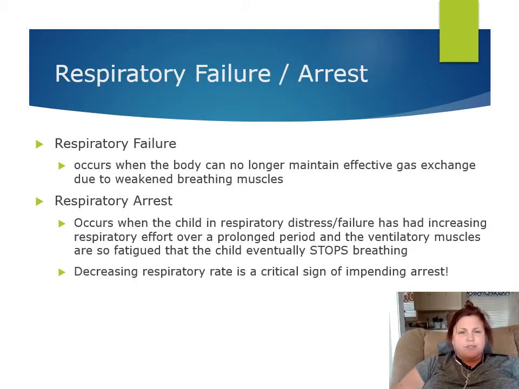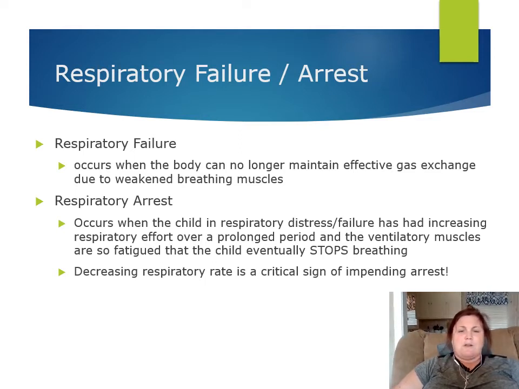And then we have the worst or most severe form of distress, which is actually respiratory failure or arrest. Failure is when the body can no longer maintain effective gas exchange. It occurs due to weakened breathing muscles, and it usually manifests as a more severe form of the symptoms we discussed with distress. Respiratory arrest is when the child in distress or failure has had increasing respiratory effort over a prolonged period of time, and now the ventilatory muscles are so fatigued that the child just stops breathing altogether. That would be an arrest.